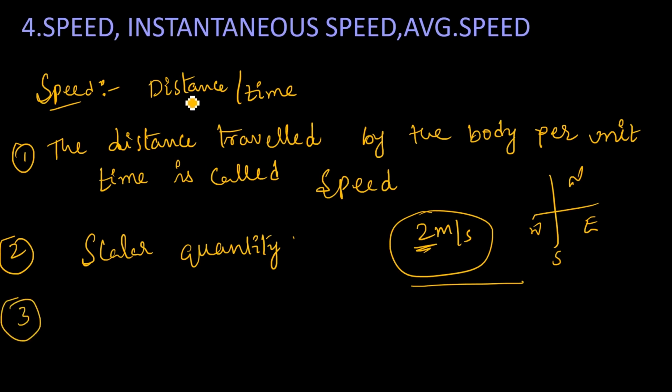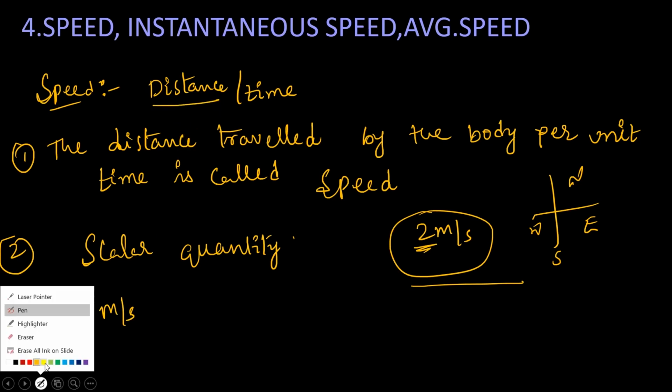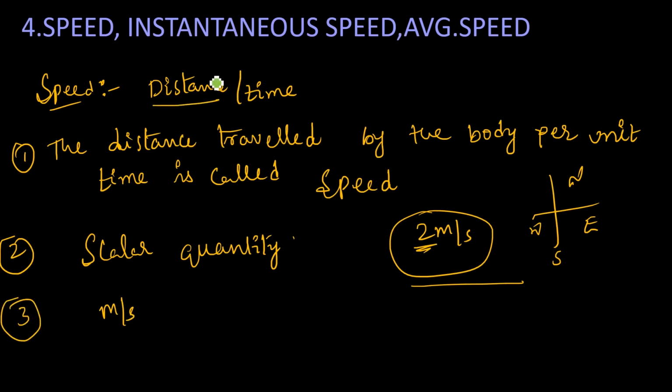Third point, SI unit of speed equal to meter per second. The SI unit of distance is meter, the SI unit of time is second, so the SI unit of speed is meter per second. And we can take the dimension formula. Meter means length, so mass 0, L power 1, T power minus 1. This is the dimension formula.